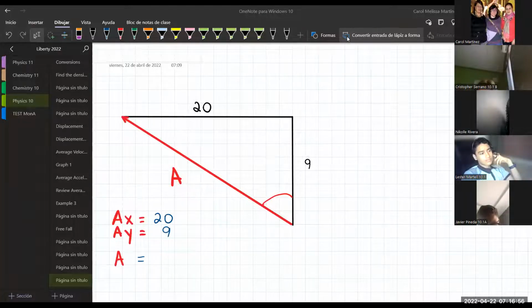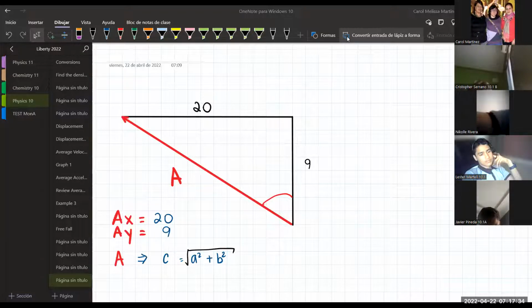Now, to find A, what equation do I have to use? The one of A squared or the one of C squared? The one of C equals A to the second power plus B to the second power. Exactly. C squared equals A squared plus B squared. And to isolate C, I just need to apply the square root to the formula. So, basically, whenever we need to find the hypotenuse, this is the formula that we need to use. The one of C. Remember this.